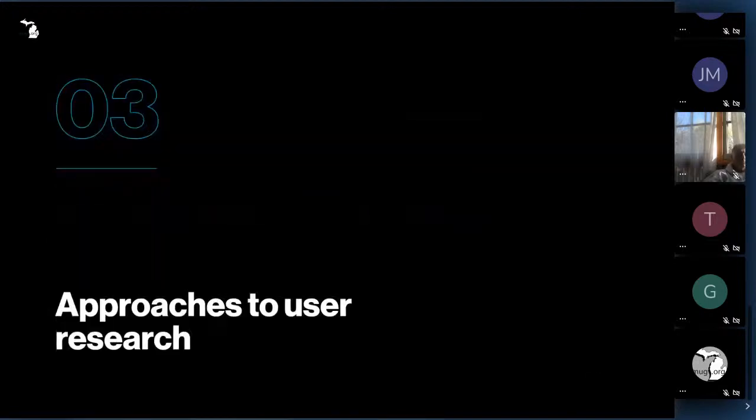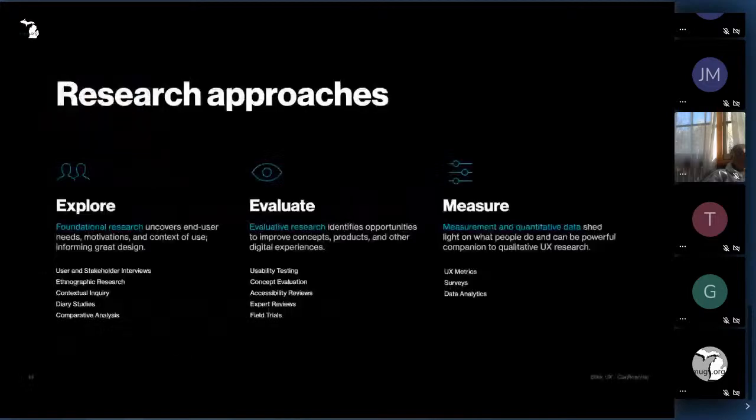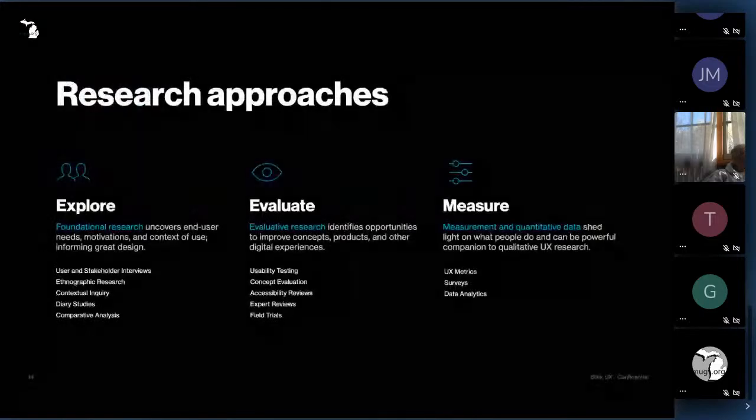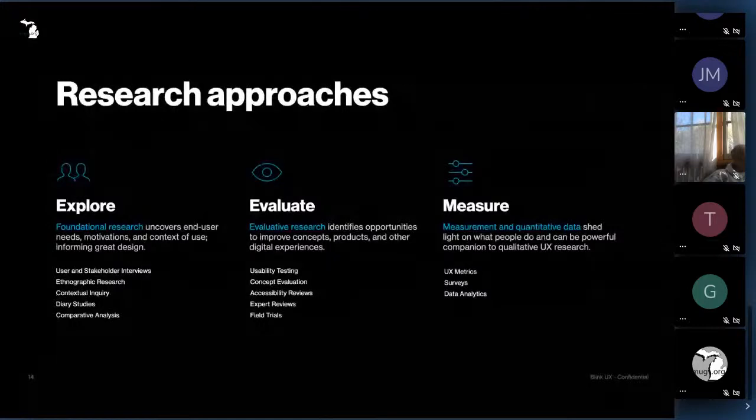So what are some of the approaches that we have to doing user research? We tend to think about these in three buckets, and you can almost position these on a timeline.